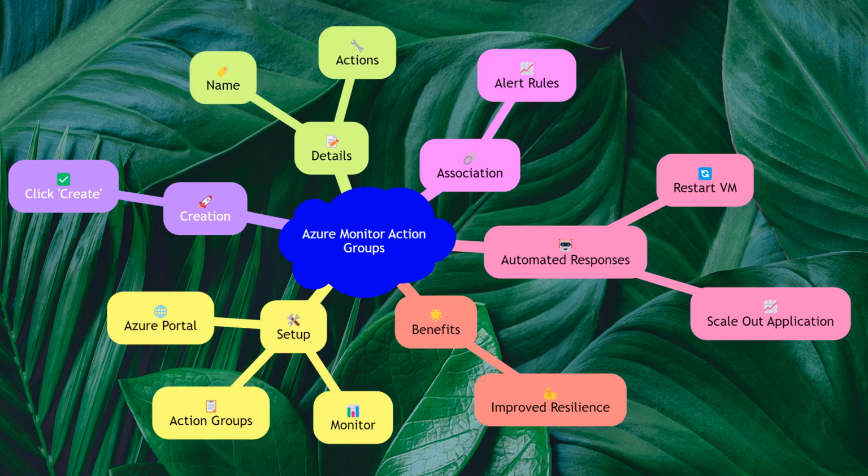Action groups in Azure Monitor allow you to automate responses to alerts. To create an action group, go to the Azure portal, select Monitor, and then Action Groups. Provide the necessary details, such as the name and actions to take, and click Create. You can then associate this action group with your alert rules. This enables automated responses, such as restarting a VM or scaling out an application, improving your environment's resilience.